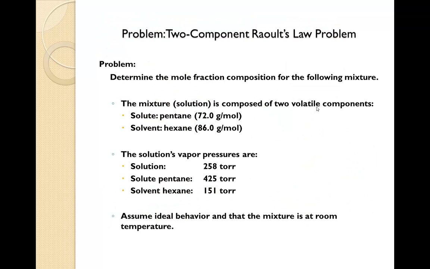Let's try to put this into practice and do a practice problem. Determine the mole fraction composition. So the question is asking for the chi of the solute and the chi of the solvent. The mixture of the solution is composed of two volatile components, pentane and hexane. The solution's vapor pressures are 258 torr for the solution, 425 torr for pentane, and 151 torr for hexane. Assume ideal behavior and that the mixture is at room temperature.